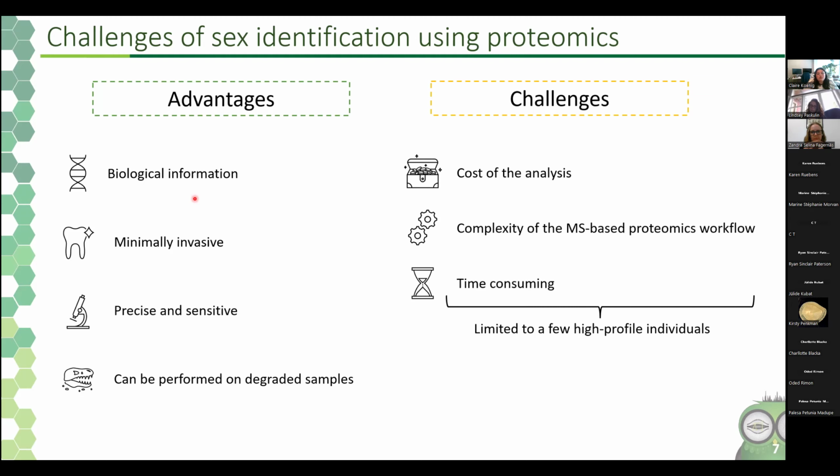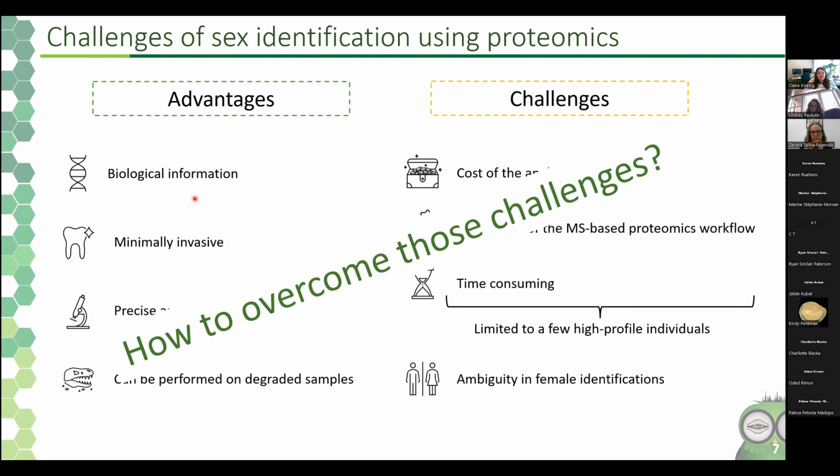of a few high-profile individuals. Additionally, using proteomics for sex identification, there is always an ambiguity in female identification, as whenever we have a female, we only detect amel X, but the absence of amel Y is something that is extremely hard to prove.